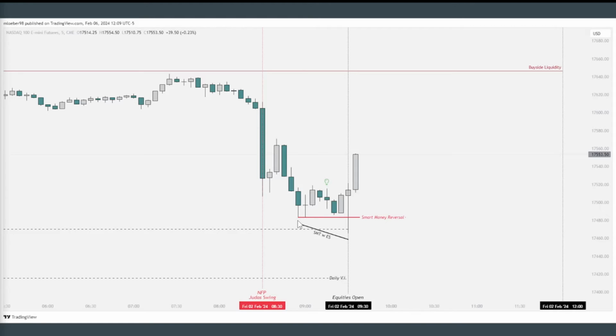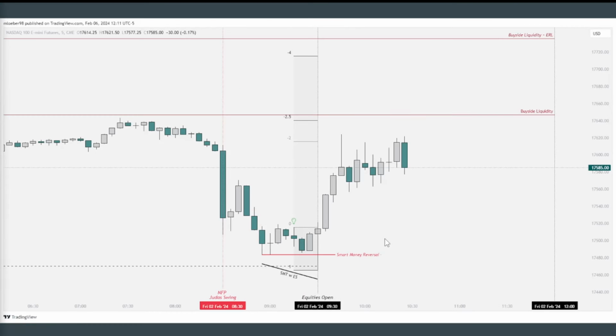As you can see, when we tagged the volume imbalance, we swept these lows and we created SMT divergence. The ES made a higher low and the NASDAQ made a lower low. What I noticed is that we closed above this swing high before sweeping liquidity and displacing higher. So this is technically labeled now as a potential smart money reversal.